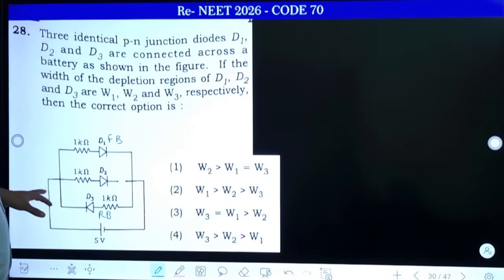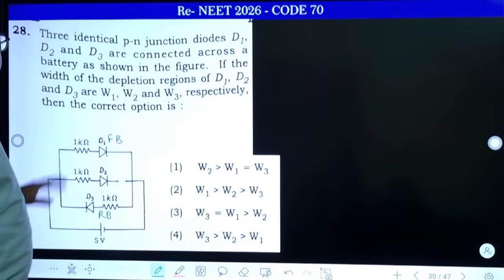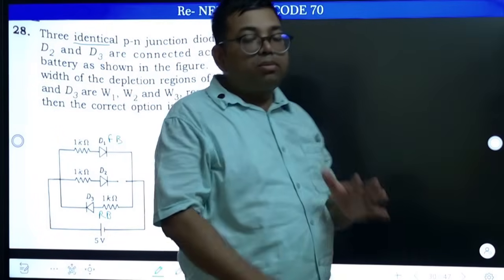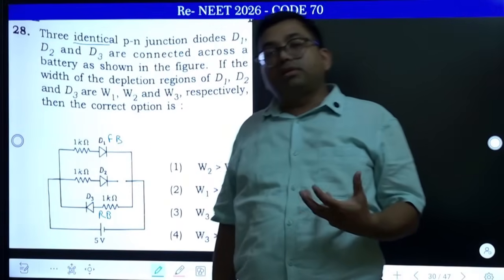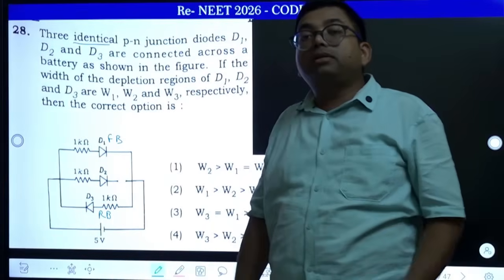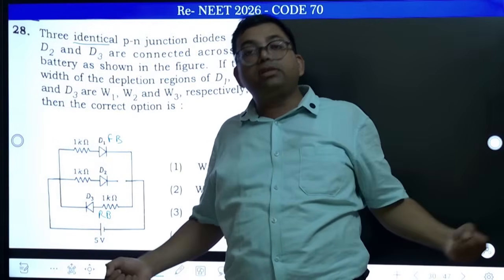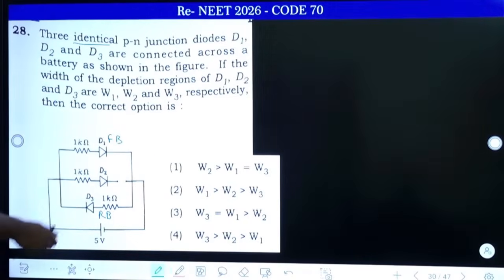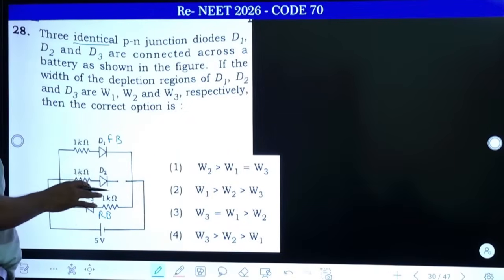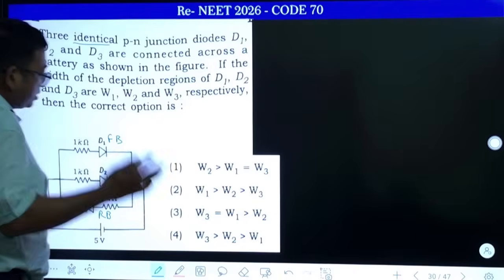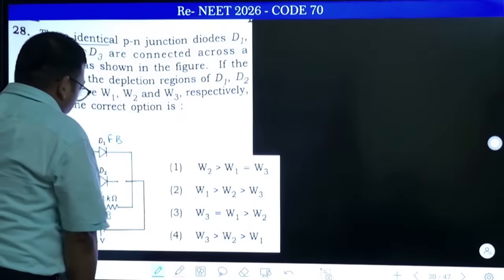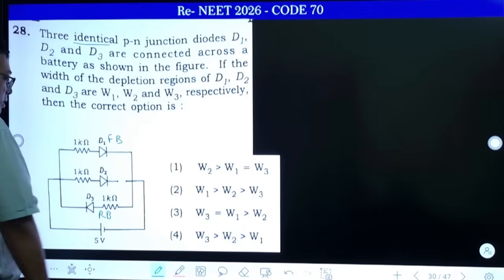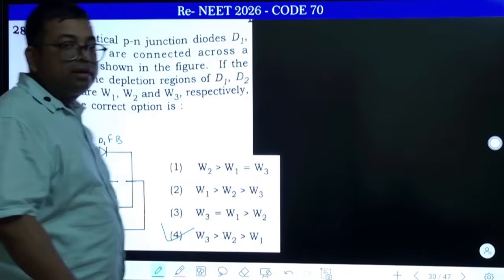So definitely, they are all identical, so normally they have the same width of the depletion region. But if you keep it in forward bias, it will decrease, and in reverse bias it increases, right? So forward bias must be smallest. So D1 has W1, W1 must be smallest. Then W2 is medium, and in reverse bias it has increased, so W3 must be largest, right? Let us go next.